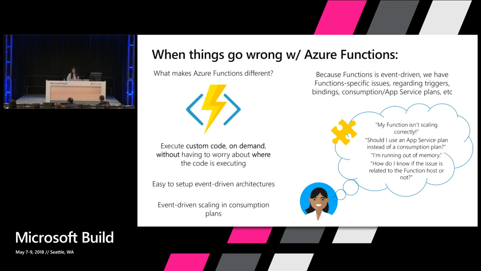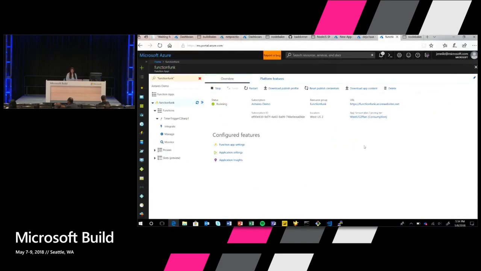So I'm going to show you one of the functions that I have right now. This is called functions func. So obviously something's going wrong. There's actually different types of things that you can do. First, we debuted a new monitoring experience. What's happening to this function is that when I try to run it, it doesn't seem to be triggering correctly, and I want to figure out what's going wrong.